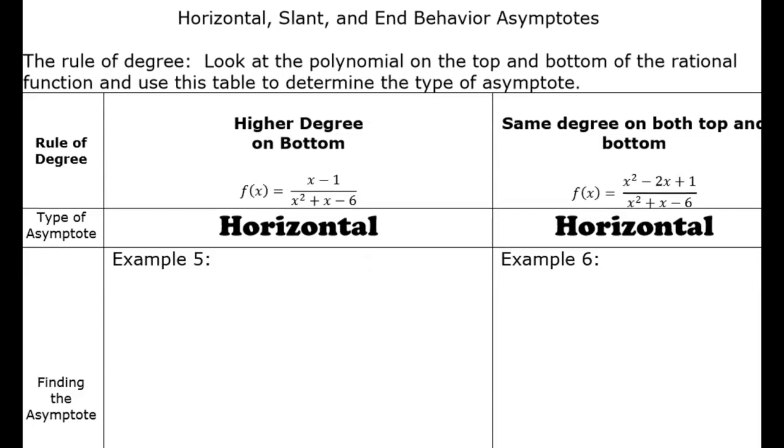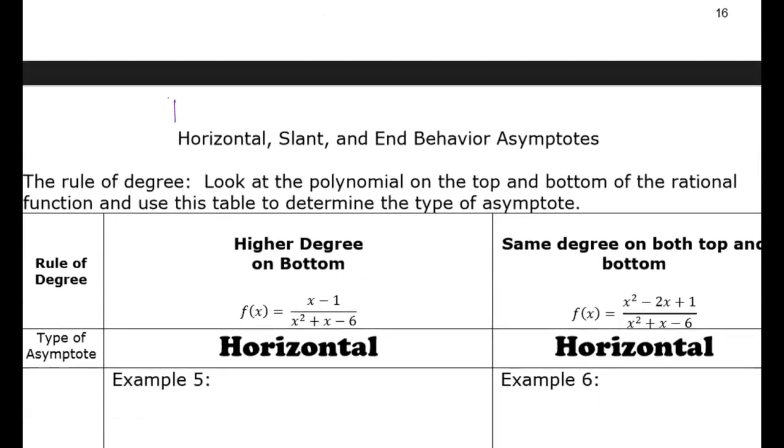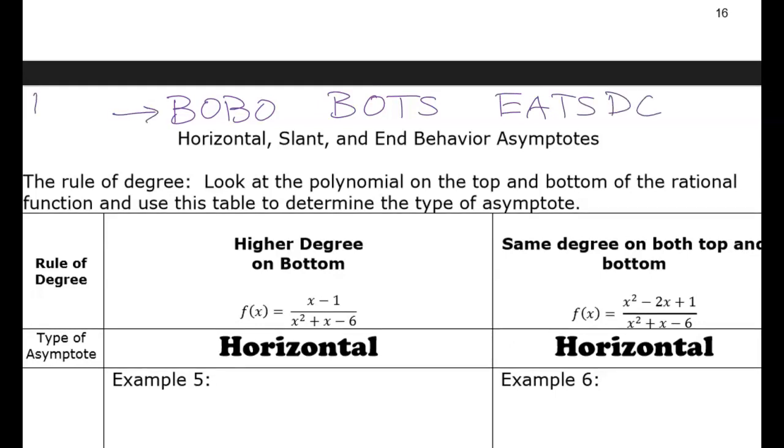All right, last thing I'm going to teach you. How, when we're in standard form, do you find horizontal asymptotes? Ananya, how do you find horizontal asymptotes? And do what with them? What acronym do you say in your head? Good. BOBO BOTS EATS DC. Where you're looking at the degrees of the numerator and denominator.